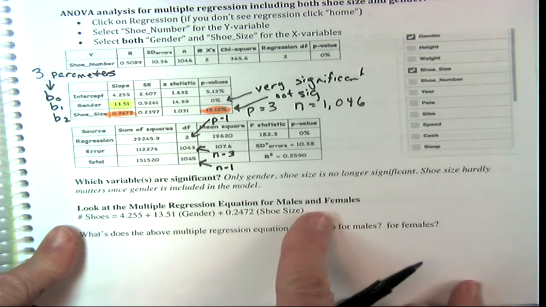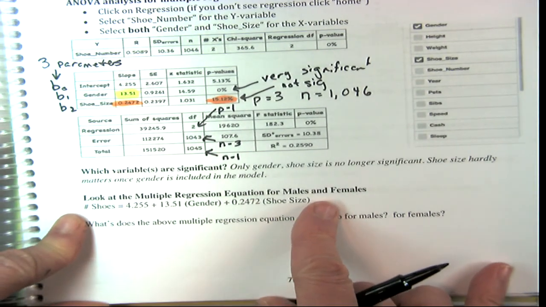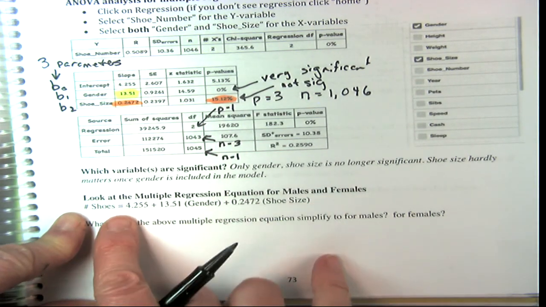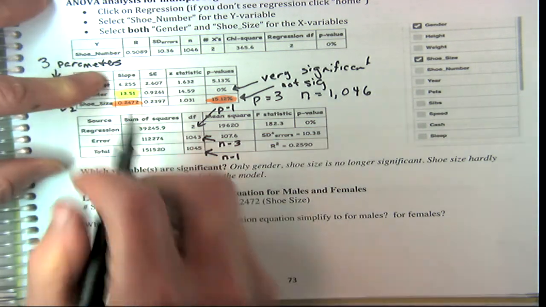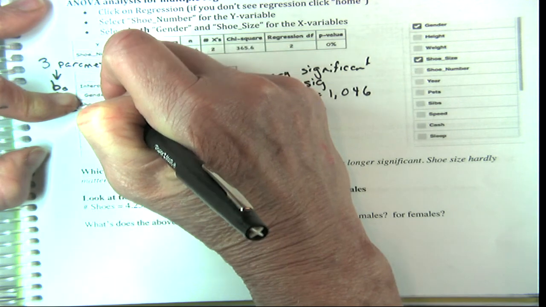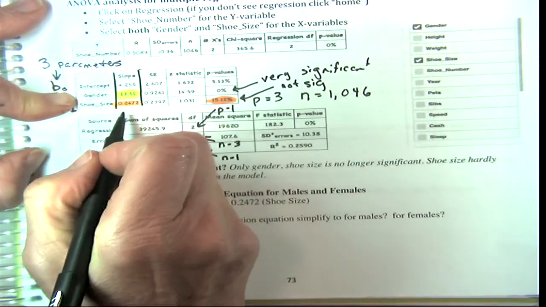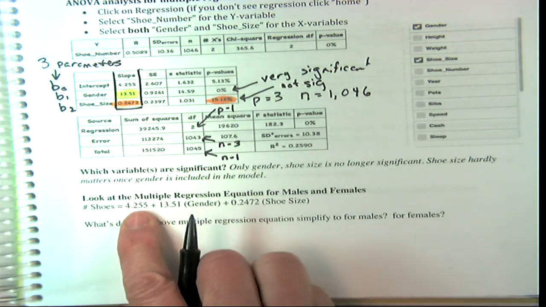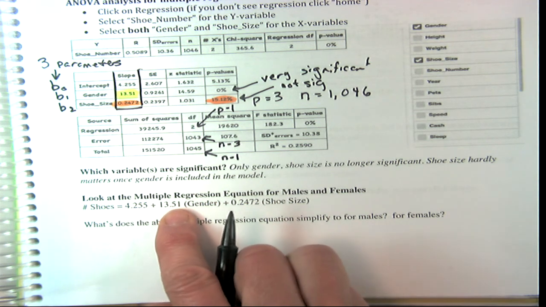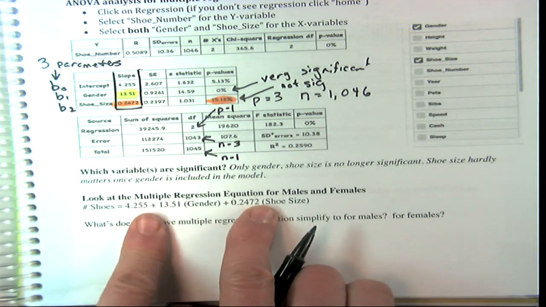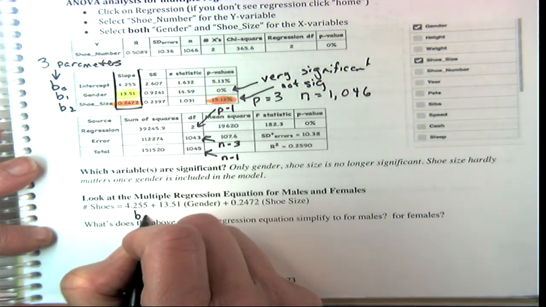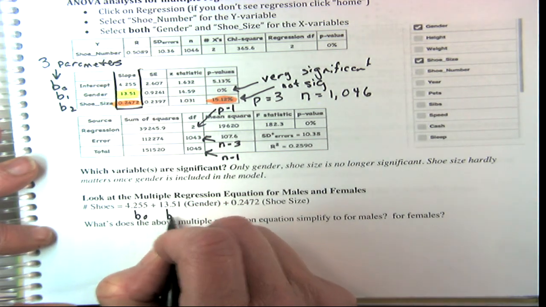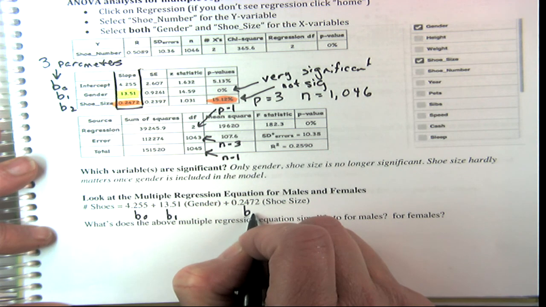And let's look at the multiple regression equation, okay, for males and females. So this is the multiple regression equation right here. All I did was I took this right here, and there's the intercept, and that's the slope for gender right here, and that's for shoe size. So this one right here is the intercept. This one's B1, and that's B2.